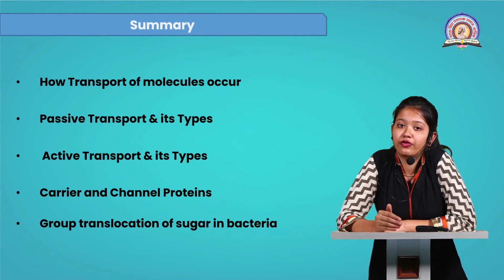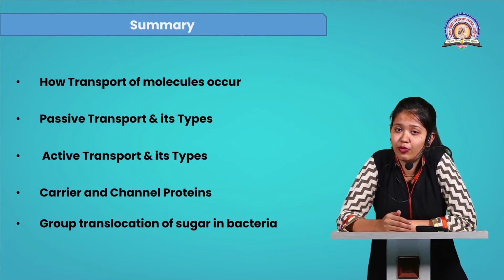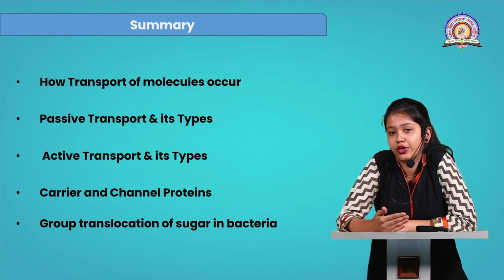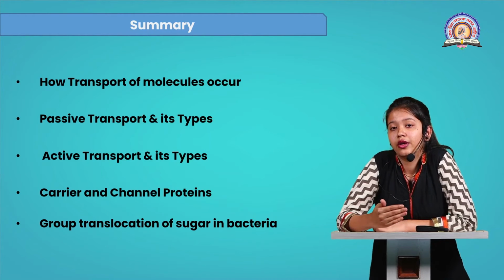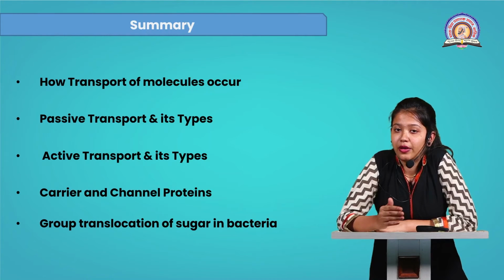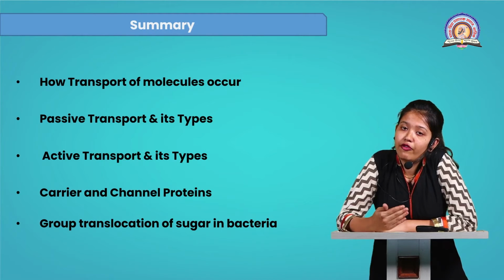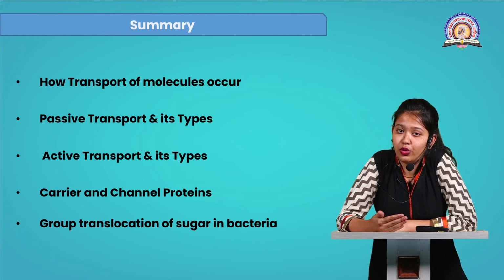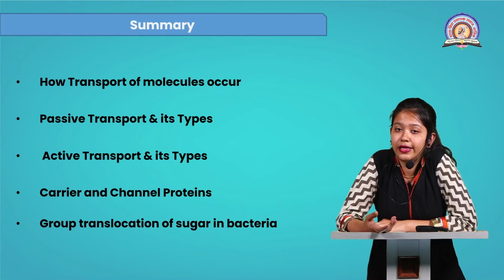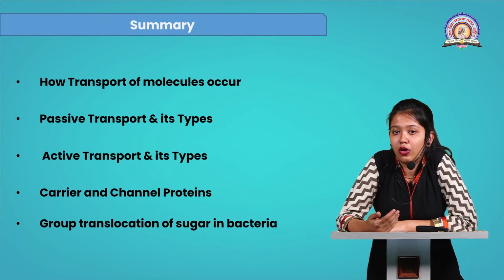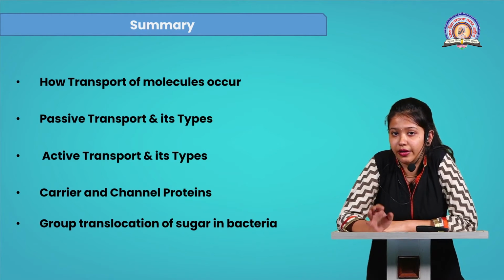In simple diffusion, we saw the movement of molecules from an area of higher concentration to an area of lower concentration through a lipid bilayer. Here, no transport proteins are required. Examples of simple diffusion are CO2, O2, ethanol, glycerol, all the steroid hormones, etc. Also, we saw the rate of simple diffusion is directly proportional to the concentration gradient.